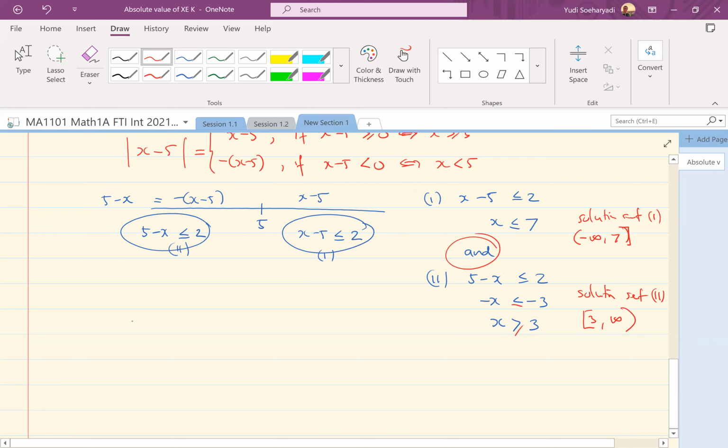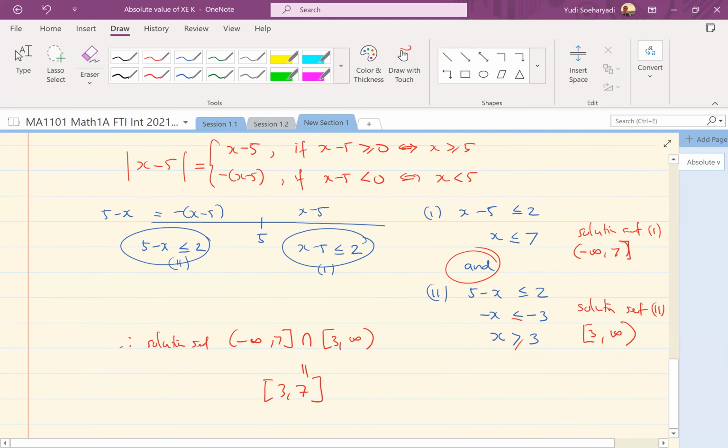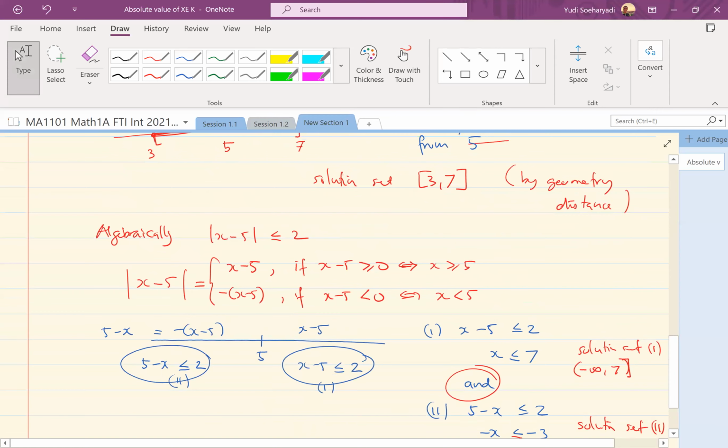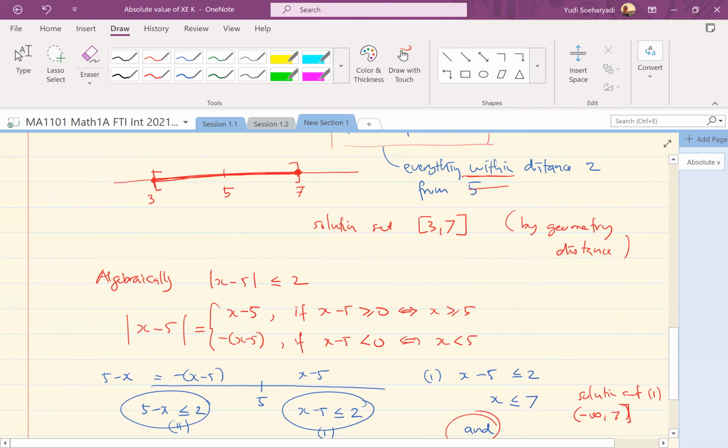And because of the n, the solution set is this, you intersect with this one, 3, 7. All right. So that means you get 3 to 7. The same as this one. Okay. So you can compare this one.